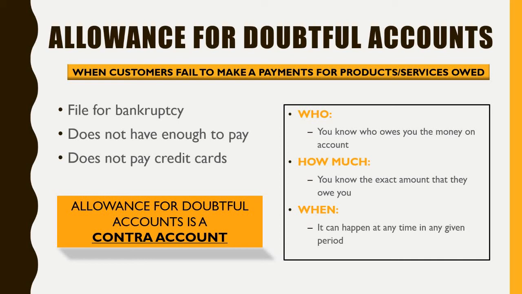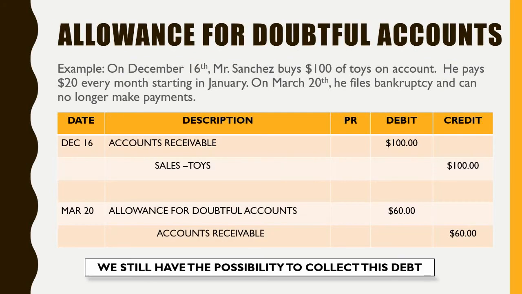There is a possibility that the customer can one day wake up and say, hey, you know what? I can make a payment to you today. Okay? So let's go ahead and take a look at this example here, where we have an allowance for doubtful accounts. So here, for example, on December 16, Mr. Sanchez buys $100 of toys on an account, and he pays $20 every single month.